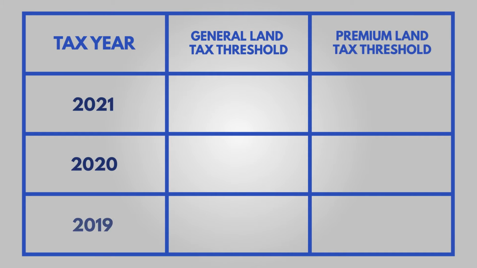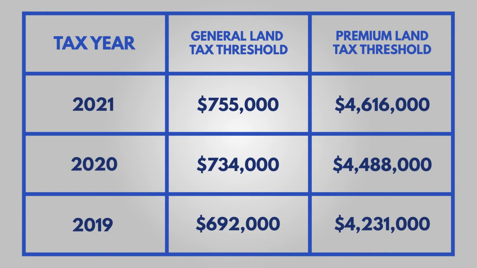In New South Wales, land tax is calculated on the total value of your land tax assessment above the threshold. You can see from this table that the general land tax threshold for 2021 is $755,000 and the premium land tax threshold is $4,616,000. You'll pay $100 in land tax plus 1.6% of the land value above the threshold, up to the premium threshold, for the general properties. For premium properties, you'll pay $60,164 in land tax plus 2% of the land value above the premium threshold.